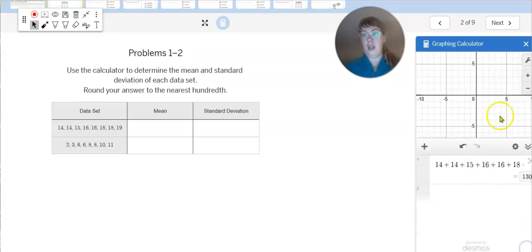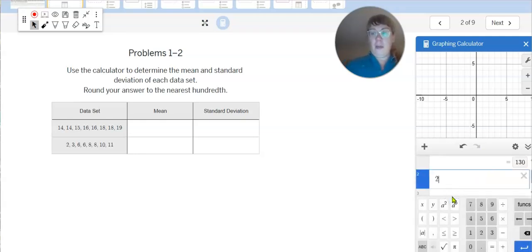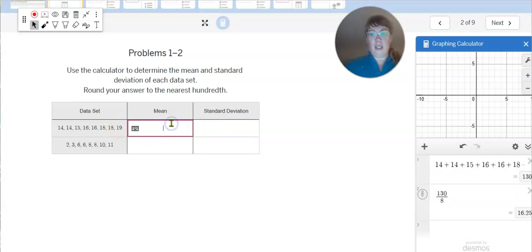Oops, didn't want to do that. 130, and then we're going to take 130 and divide it by the number of data points that we have. So we have 1, 2, 3, 4, 5, 6, 7, 8. And our answer is 16.25. Beautiful.